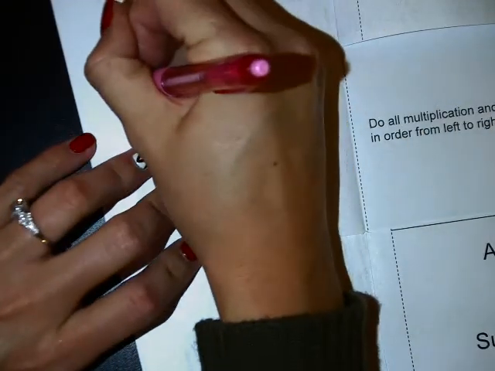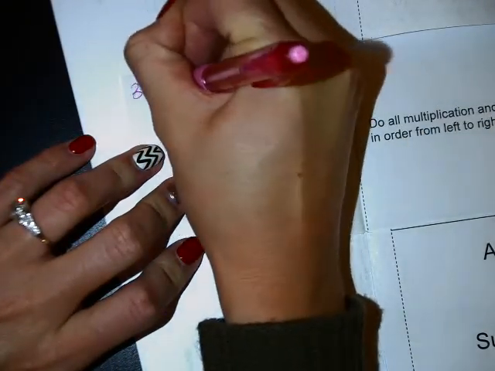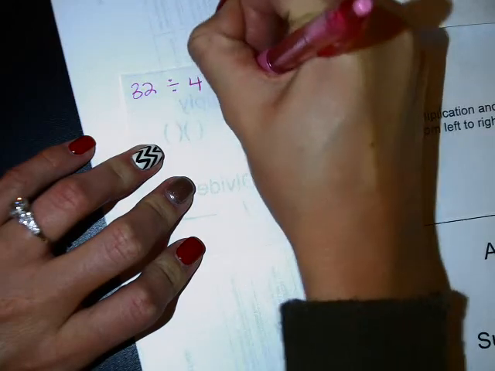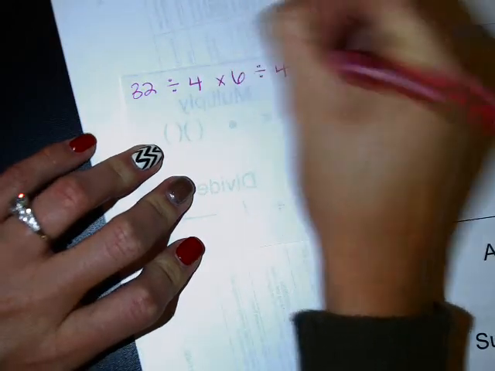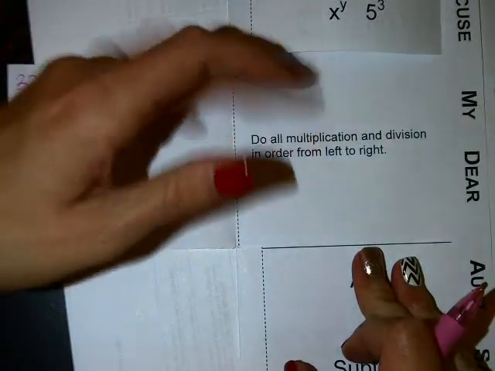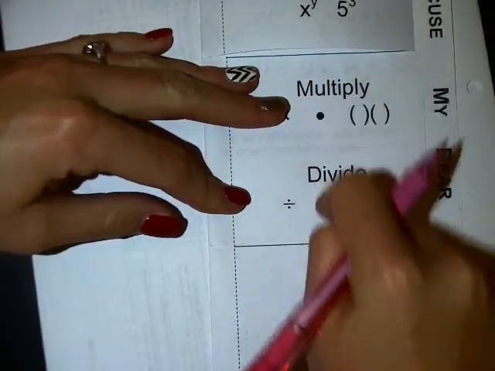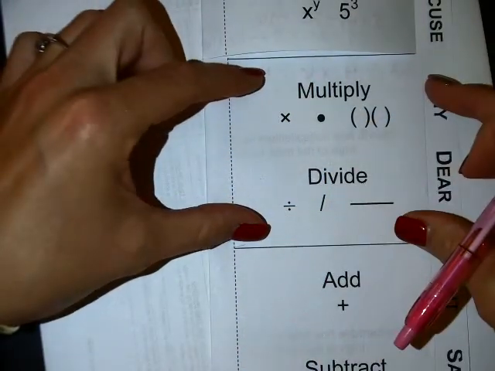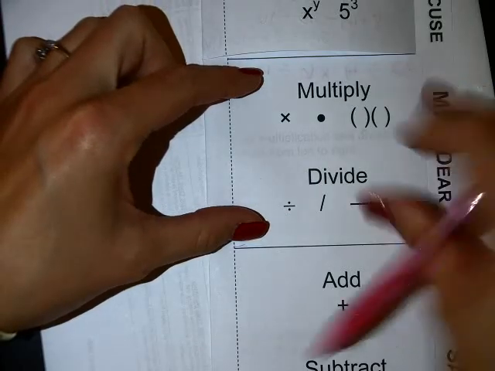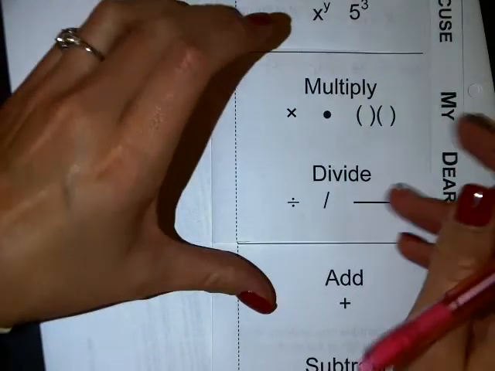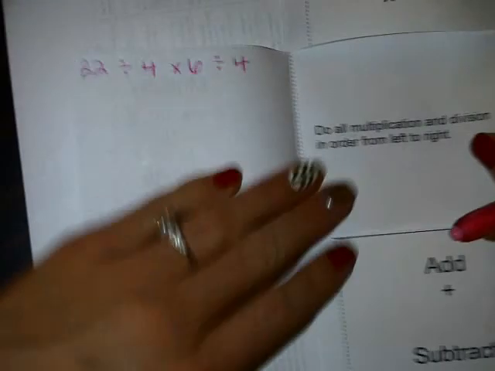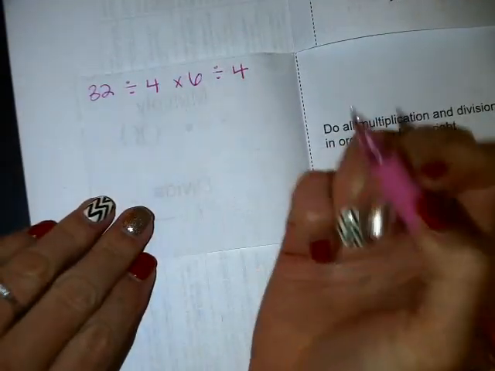Let's do 32 divided by 4 times 6 divided by 4. So again, it doesn't matter that we say multiply first in PEMDAS, but they actually go together. Whichever one comes first when you're going left to right, you just do it in the order that it comes. Okay? So these are all multiplying and dividing.